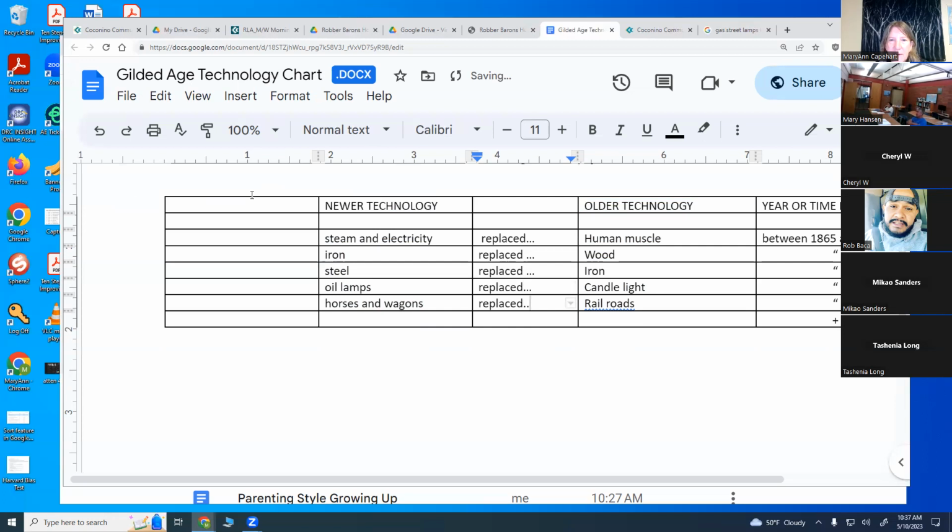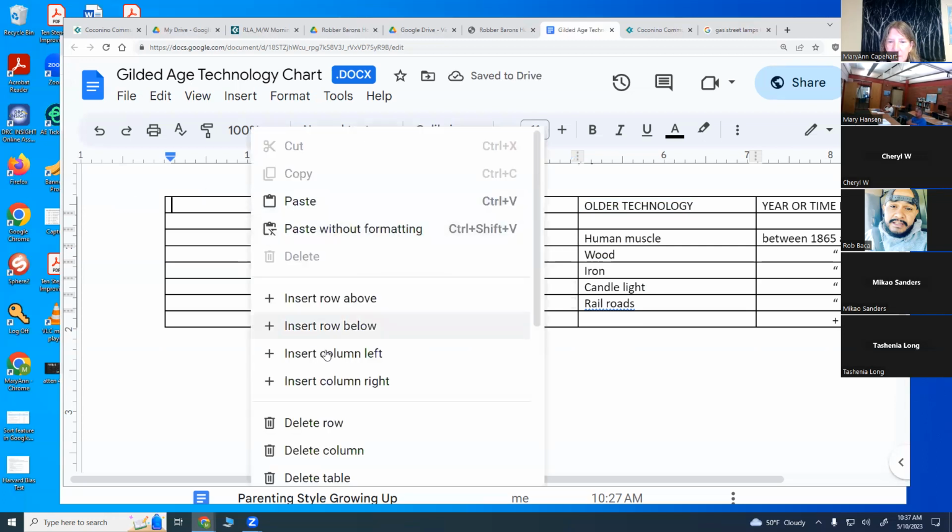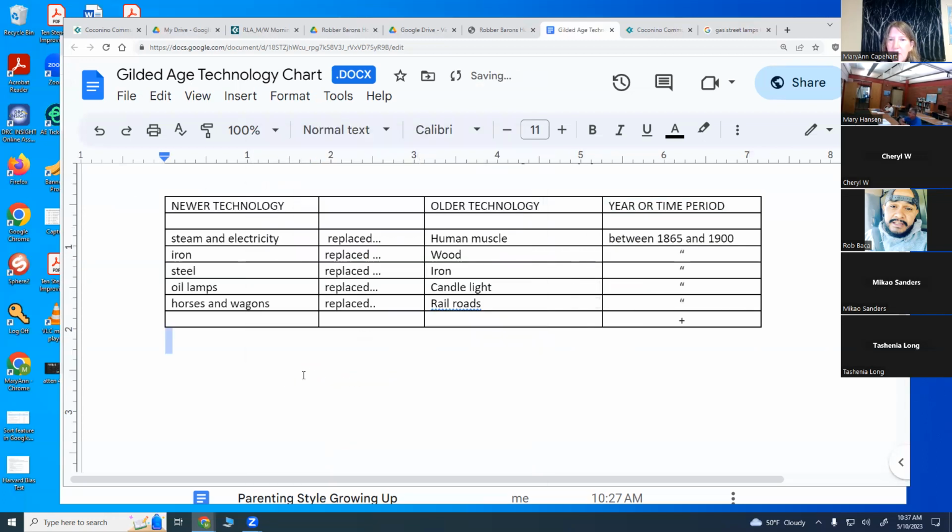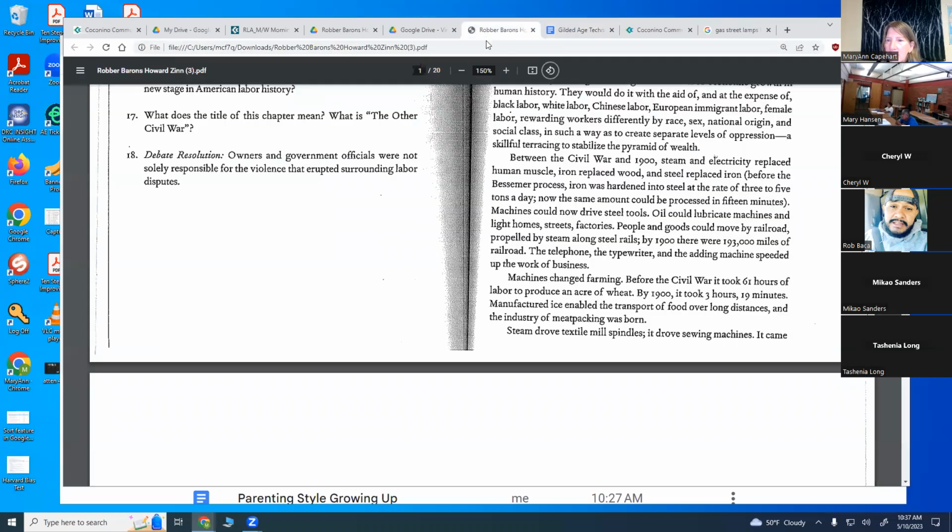Let's do section. How do we get rid of this column? Delete column. Okay, so let's do a few more. Oh, we got these guys: typewriter, telephone, typewriter, adding machine. Because the start of the paragraph said the Civil War in 1900, all that stuff happened then. So we'll just finish this page.